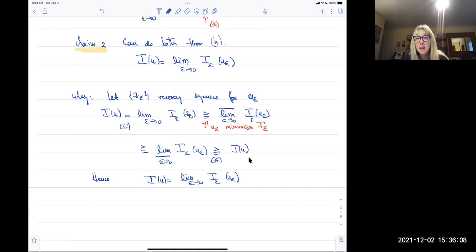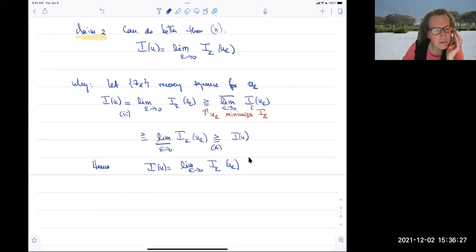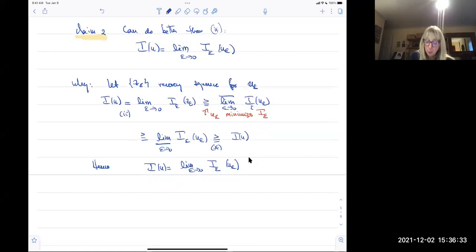So what I'm saying here is that the minimizers will always constitute a recovery sequence for the limit, but that does not mean that every recovery sequence for U is a minimizing sequence, okay? So, did you mean to have recovery sequence of U epsilon or recovery sequence of U? Of U. Yeah, I'm sorry, okay.